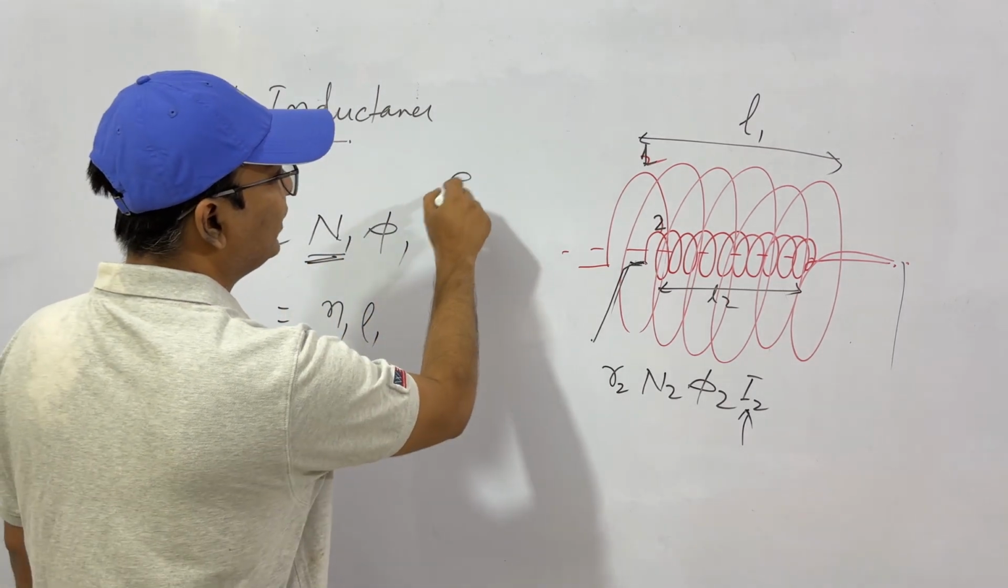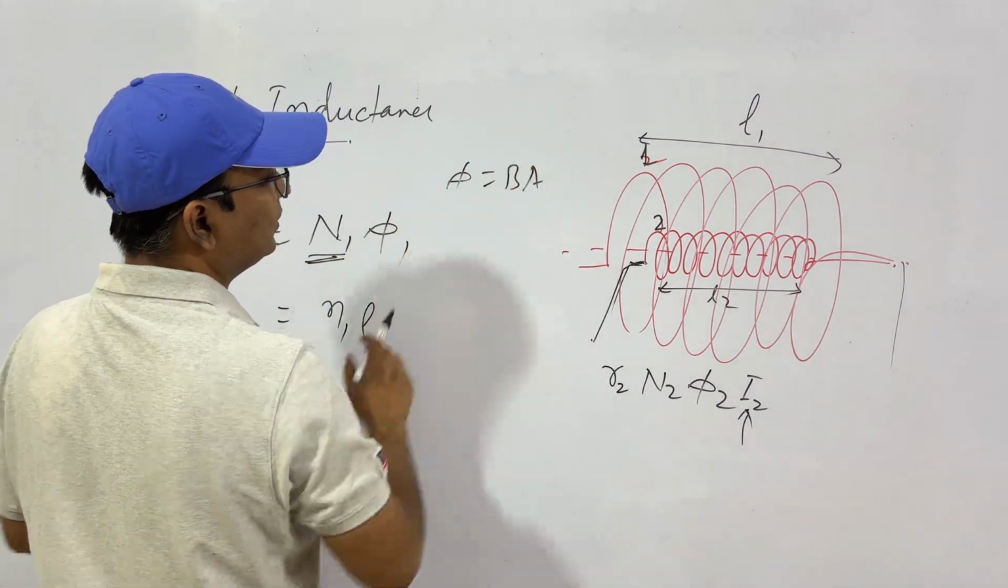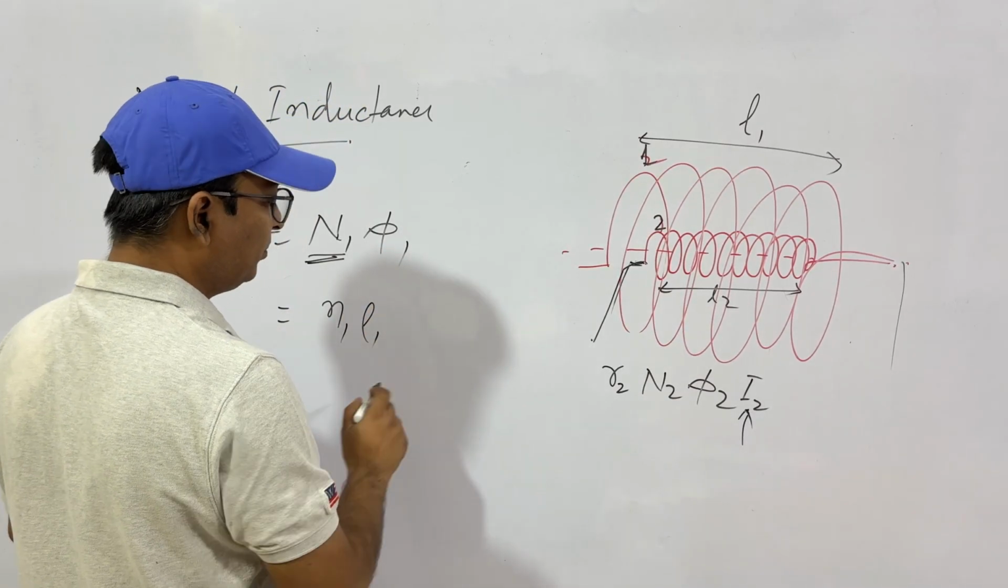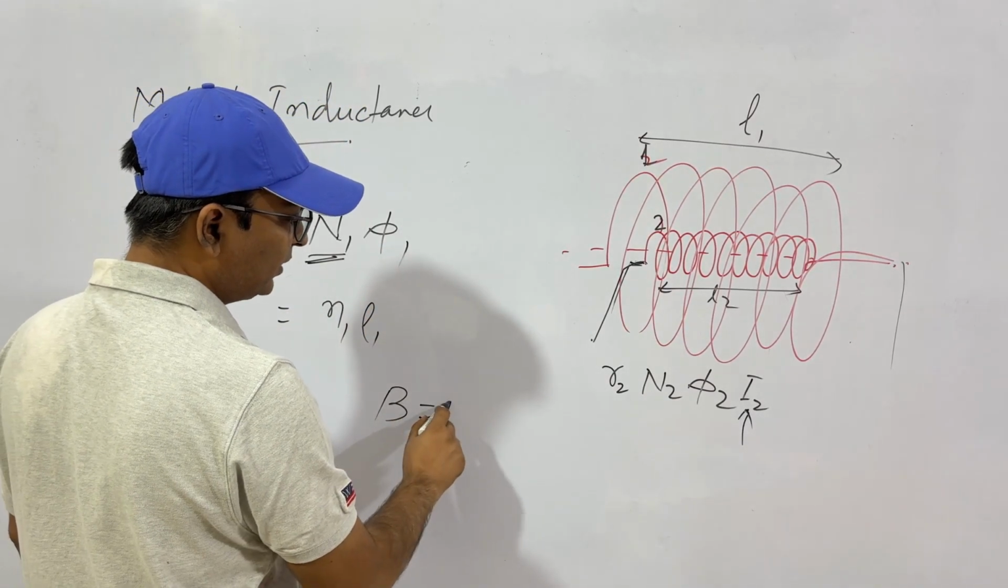Phi is what? B into A. Phi is BA. This you know. What is B? We have found for a solenoid, it is mu n I.